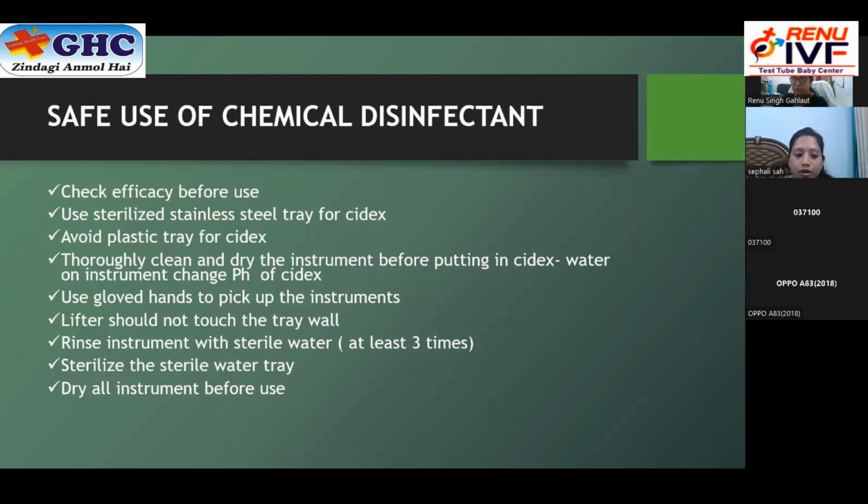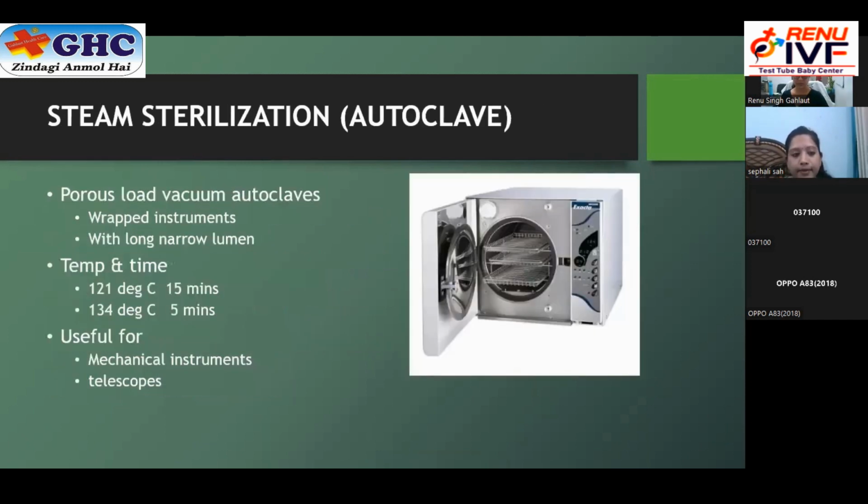Even because if water is on the instrument, it changes the pH of the Cidex, which leads to failure of disinfection or sterilization. Always use a gloved hand to pick up the instrument. The lifter should not touch the tray wall. And rinse the instrument with sterile water at least 3 times. Sterilize the sterile water tray and dry all the instruments before use.